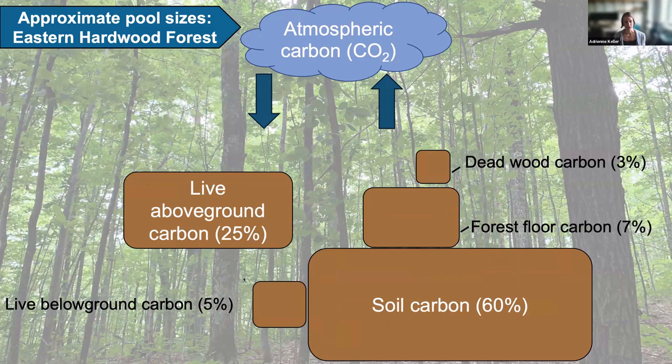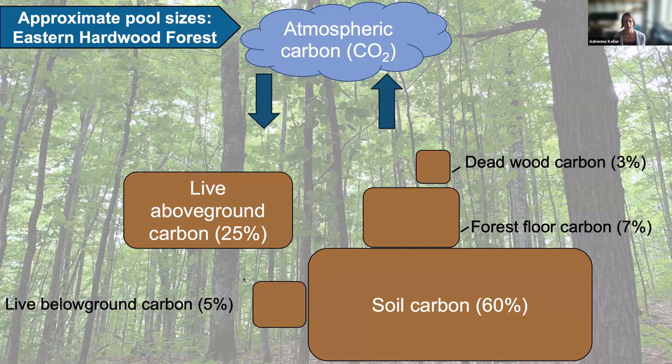But what I just showed is all those pools being of equal size, but they're not. And this is just an example from an eastern hardwood forest. These percentages are going to vary depending on your site. Even within a site, they can vary. But this is just to represent the idea that these pools vary in their relative sizes.